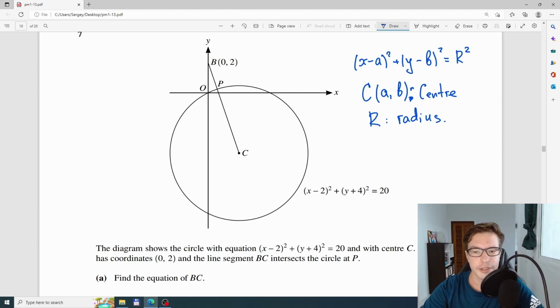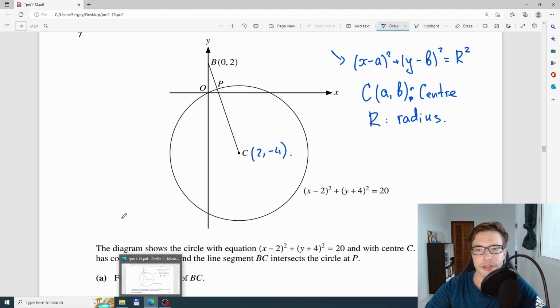Okay, next one is about the equation of the circle, which is right here. (x minus a) squared plus (y minus b) squared equals r squared. And in this equation, the point C with coordinates (a, b) is the center of the circle, and r is the radius. If you look at this equation, you can spot the center straight away. The center is going to be (2, minus 4), and we know the point B. So that means we can find the equation of the line BC quite easily.